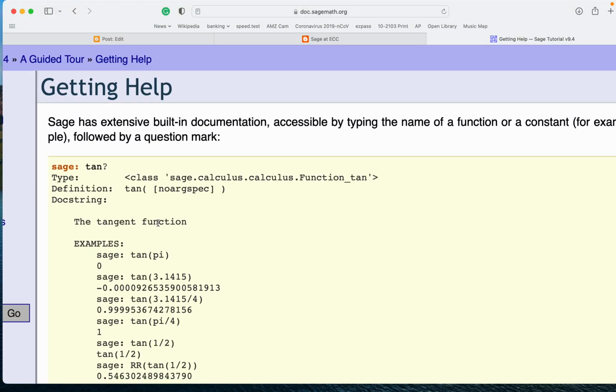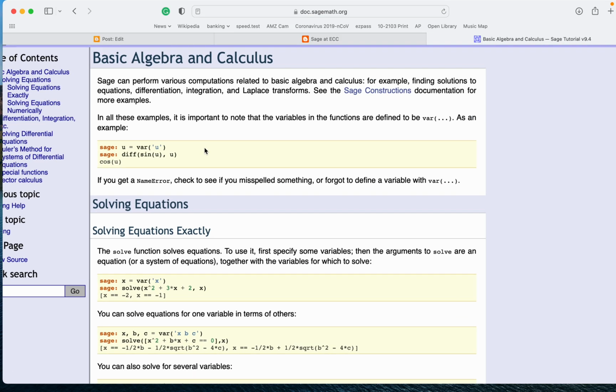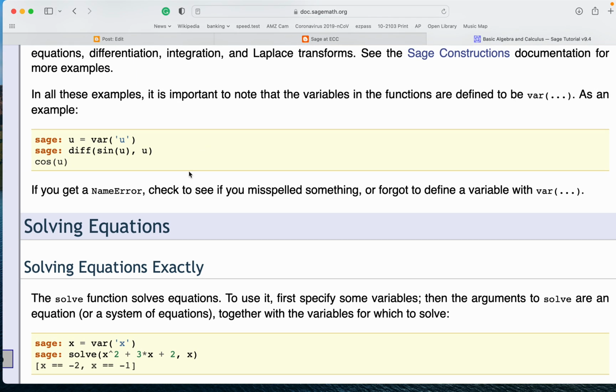And now what are we going to do? We're going to do the next topic, which is going to be basic algebra and calculus. Right, click on this. And let me just talk about this over here. And the first thing I notice is they're defining a variable. All right, again, I'm not going to type in everything.